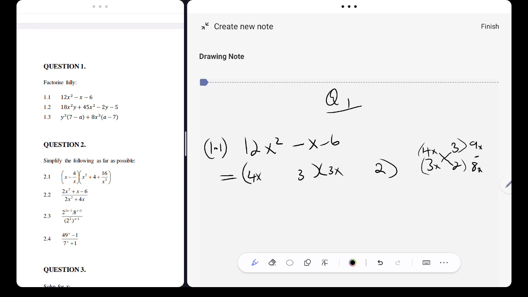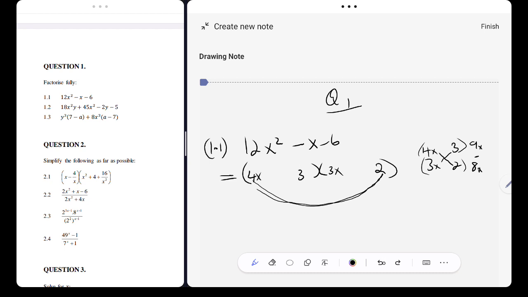And then since the constant term is negative, that means our brackets will have different signs. The bigger product between the two: if this product is big, it simply means that the sign of the middle term will go to the right hand side. But if this product is bigger, the sign of the middle term will come on the left hand side bracket altogether. In this case, 4 times 2 is not bigger than 3 times 3, so the sign of the middle term should come here altogether, because 3 times 3 is bigger than 4 times 2.